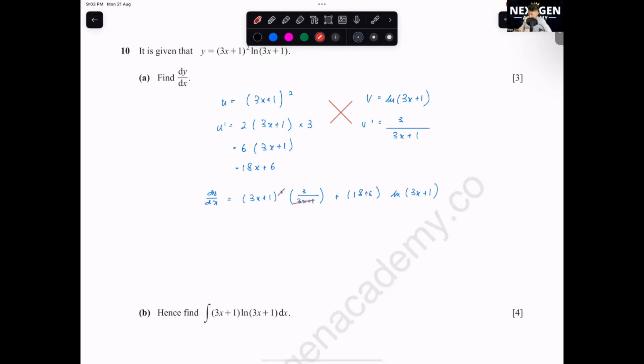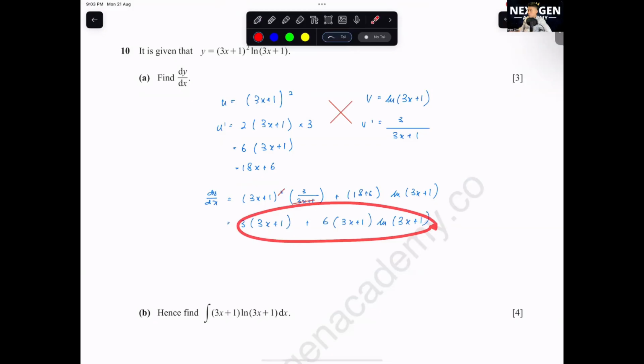You see here, 3x plus 1, 3x plus 1. Okay, so I want to factorize it. So here, you see got 3x plus 1, right? Look at the 18x plus 6 here. Actually I can factorize out 6, then 3x plus 1 ln(3x plus 1). Okay, but I think actually from here should be okay already. It's just that you need to factorize this for the next question. Okay, sorry, here is 18x plus 6.